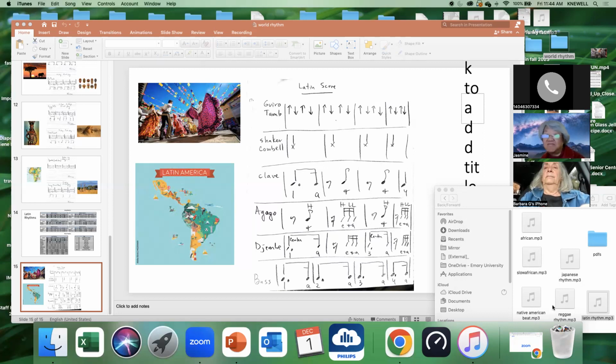So if I play that with the Latin soundtrack, 1, 2, ready.